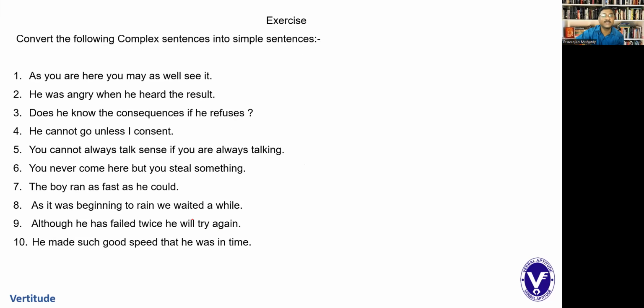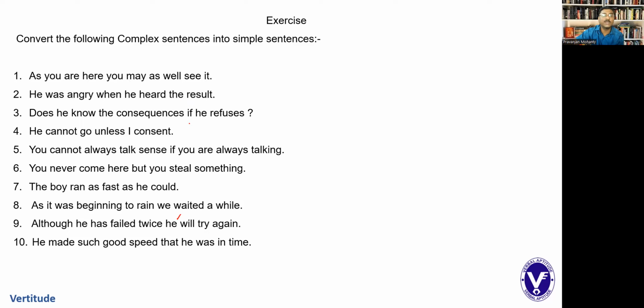Chalo, let's do it again, some exercises. As you are here, you may as well say it. As you are here, you may as well see it. You may say it. He was angry when he heard the result. He was angered by the result.